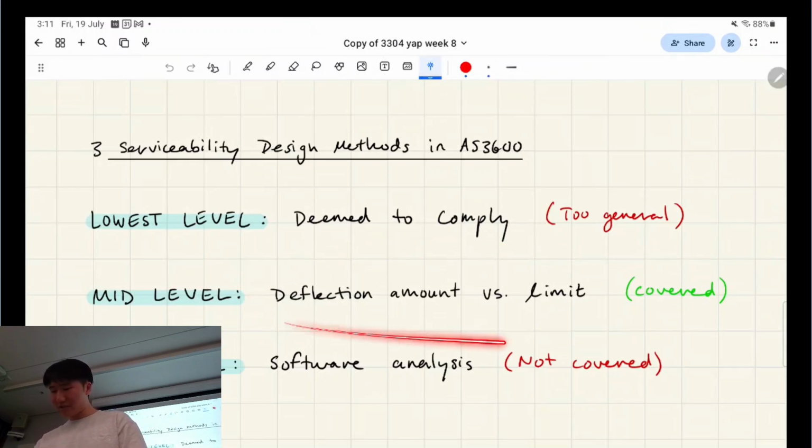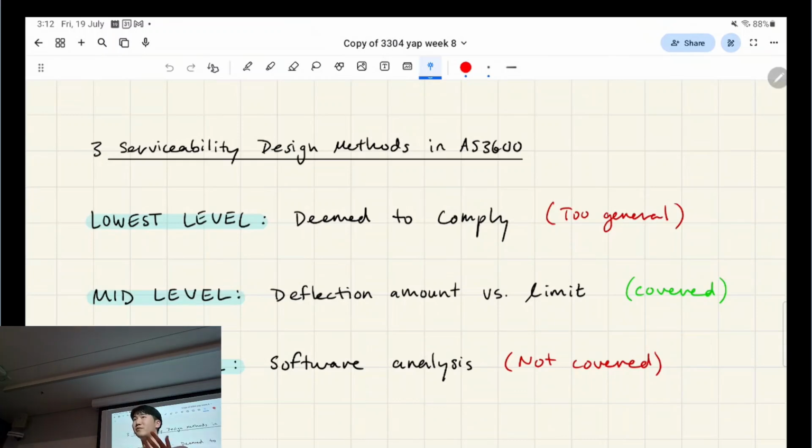The level that we concentrate on in this course is called the mid-level, where you have a deflection amount that you calculate and you compare it to some allowable limit, which depends on the span of your beam, right? And then for high level ones, if you want to save more materials while still passing the serviceability check, you need to use software analysis. So you can't do it by hand basically, right? Any questions so far? Yeah.